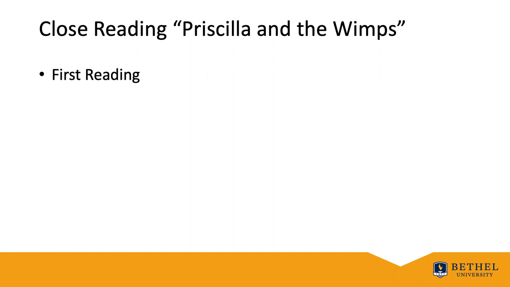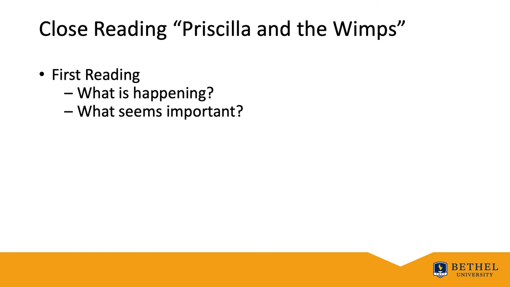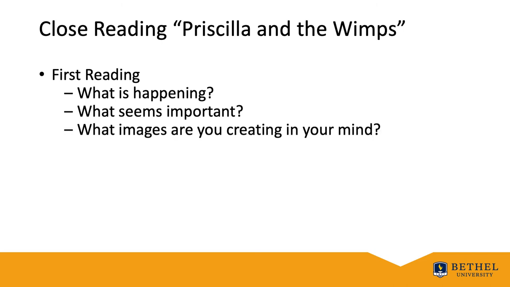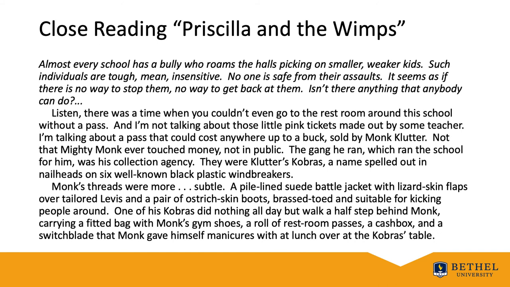Let's tackle a text through the lens of word choice and see where that leads to our understanding of it. The following slide is an excerpt from Priscilla and the Wimps by Richard Peck. Read it through this first time to determine what's happening, what seems important, and what images you are creating in your mind. So please read through this excerpt from Priscilla and the Wimps with these first reading questions in mind.